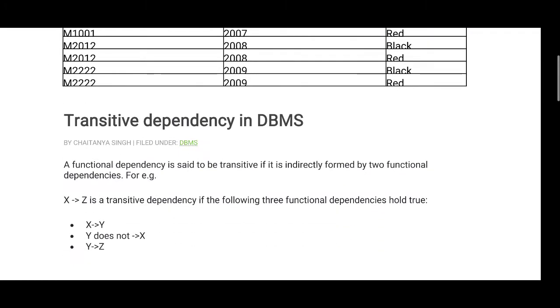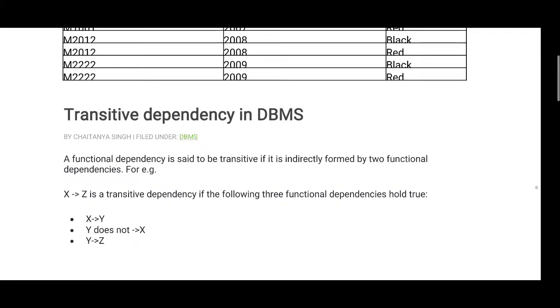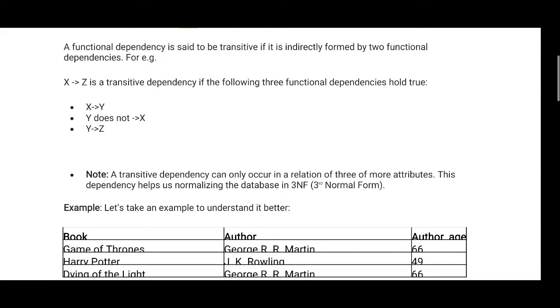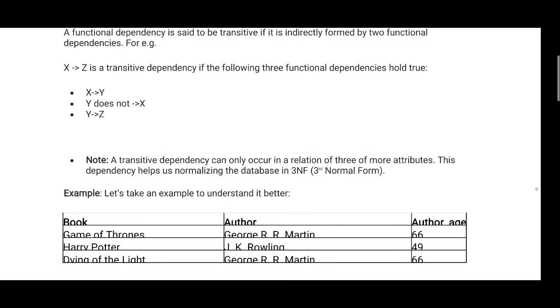Then the transitive dependency. Here a functional dependency is said to be transitive if it is indirectly formed by two functional dependencies: X tends to Z. The transitive dependency follows the dependency hold true: X tends to Y, Y does not tend to X, Y tends to Z.